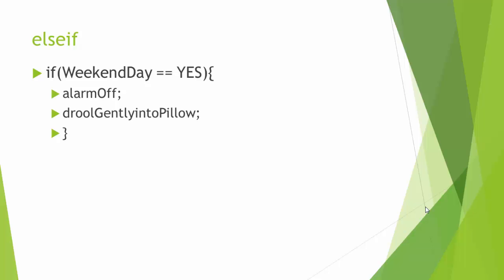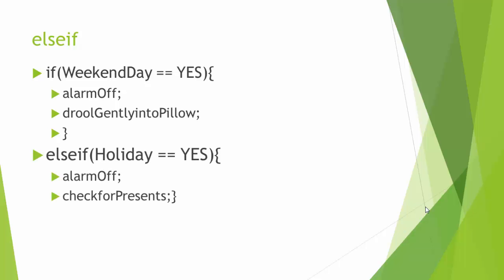Now, if it's not a weekend day, it's obviously a weekday. So we know it's a weekday, but we want to try to consider whether it's a special kind of weekday. So we have an else if function that says, is it a holiday? Now, if it's a holiday, we might want to get up, but we don't want to go to school, right? So if it's a holiday, we turn off the alarm, jump out of bed, and check to see if anybody's got us any presents.